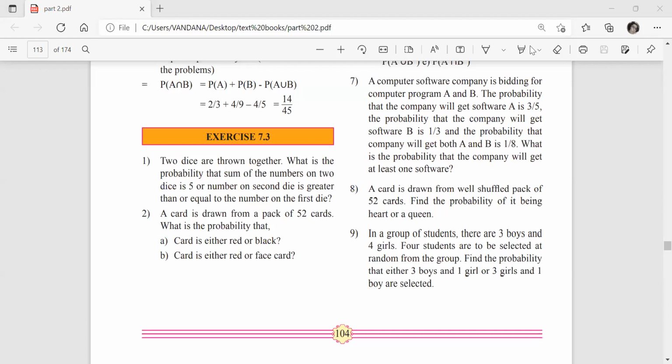In a group of students, there are 3 boys and 4 girls. 4 students are to be selected at random from the group. Find the probability that either 3 boys and 1 girl or 3 girls and 1 boy is selected.